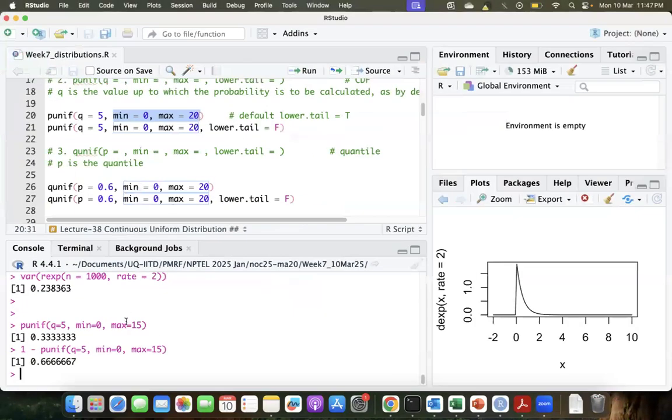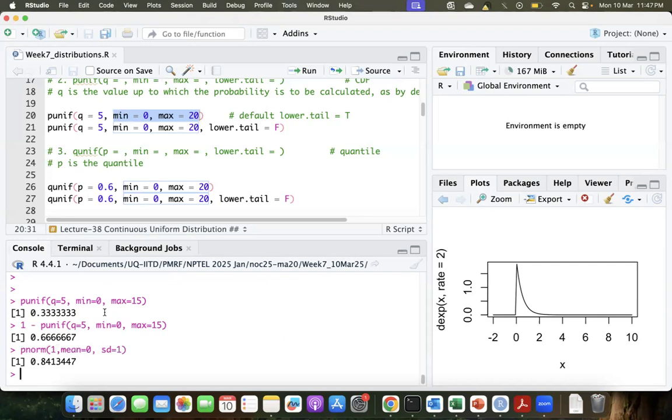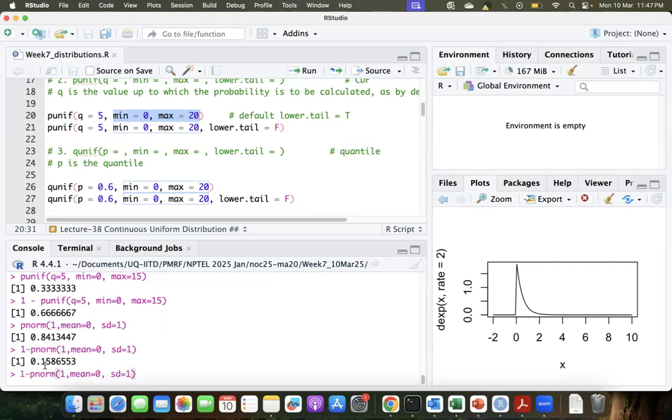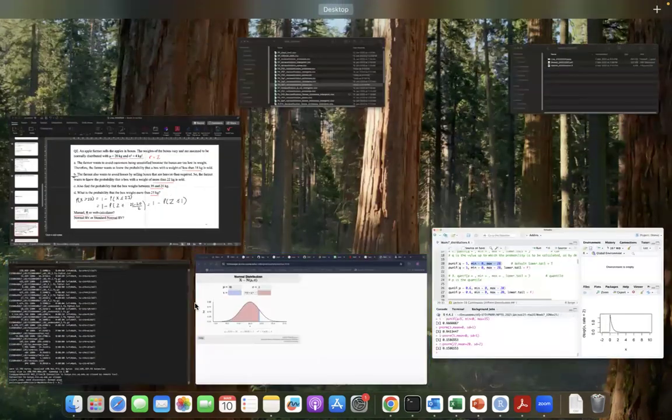Likewise, you can also solve this using R, because you have the P norm function. Again, let's say we want to find it at 1, and the mean is 0, standard deviation is 1, you get that 0.84 value, and obviously you can do a 1 minus this thing. You could have also done it the 22, 20, and 2 way, and again, you get the same value. So all in all, there are a lot of different ways.